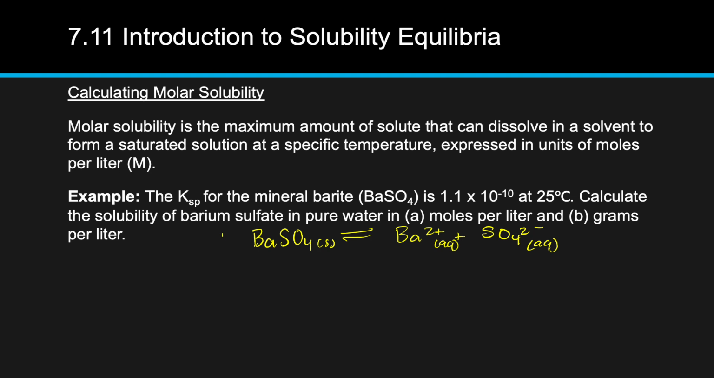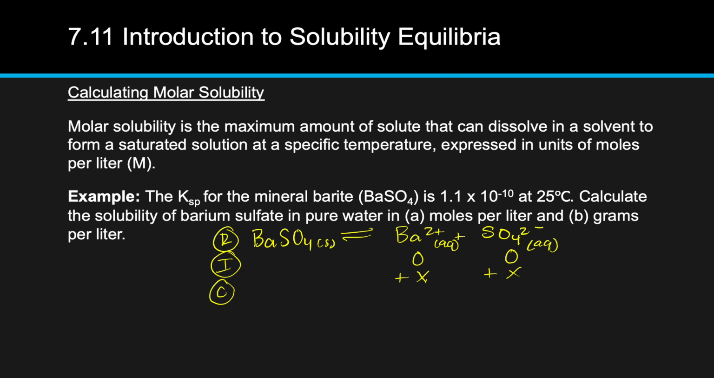So we have R, which is reaction. We have I for initial. For our ions, those are going to start at 0. Then we have the change. We know these are going to increase by a factor of the coefficient, so this will just be X.